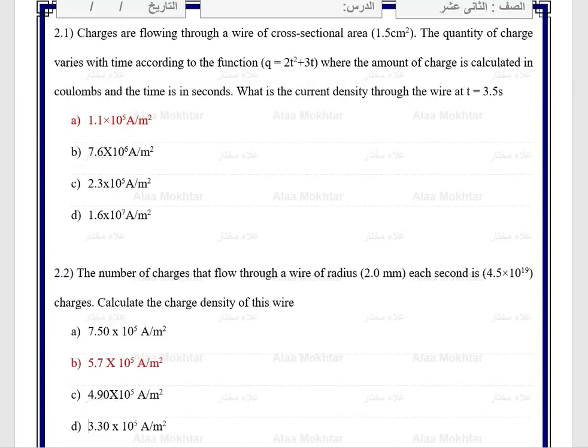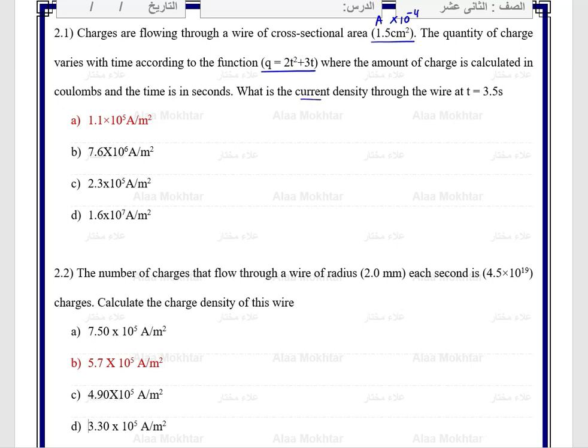0.50 coulomb. Question 2.1. Charges are flowing through a wire of a cross-sectional area. This is the area in centimeter square, so I will convert it to meter square, multiplying by 10 to the negative 2 squared, which means 10 to the negative 4. The quantity of the charge varies with time according to this function. This is Q as a function of T, where the amount of charge is calculated in coulomb and the time in second.